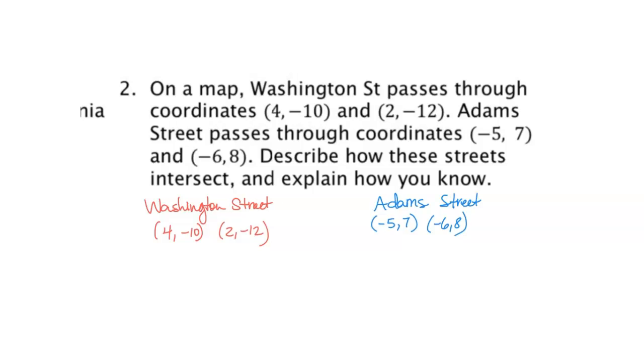All right, so for the last one, you have Washington Street and Adams Street. We're looking to see how these streets intersect. So are they parallel, or are they perpendicular, or neither? So please take a moment and identify the slopes of each of your lines. All right, and for these, you should see that Washington Street has a slope of 2 over 2, which gives us 1. And Adams Street has a slope of 1 over -1, which is equal to -1.